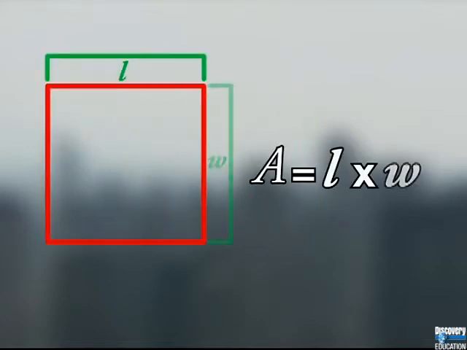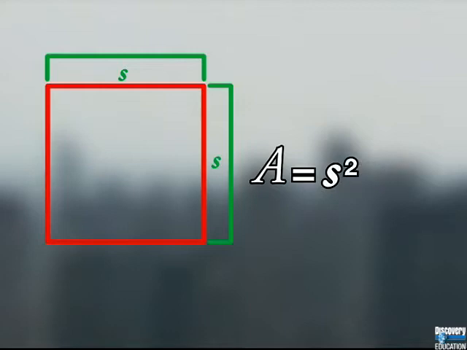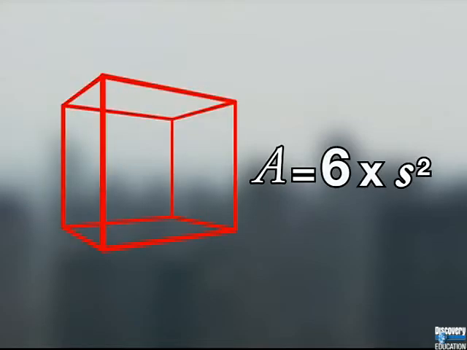The area of a rectangle is its length times its width, but the length and width of a square are the same. So the area is the length of a side times the length of another side, or S squared. We can find the surface area of the entire cube by multiplying the area of one face by 6, the total number of faces.